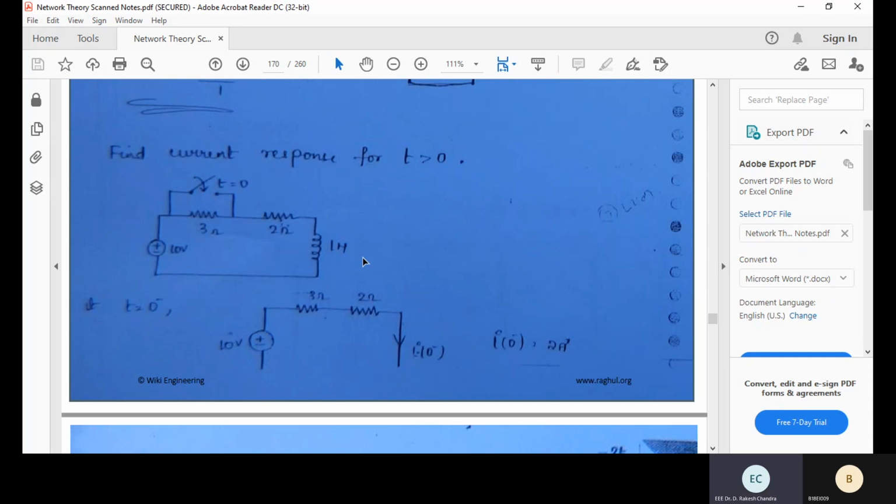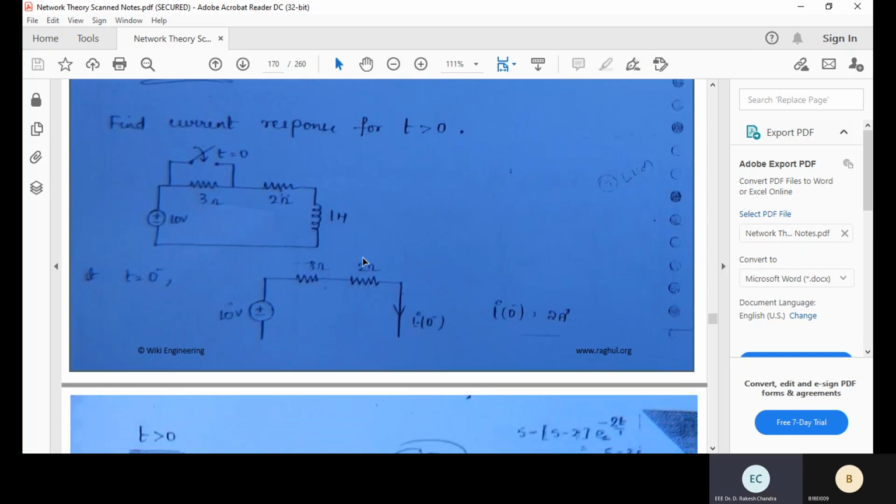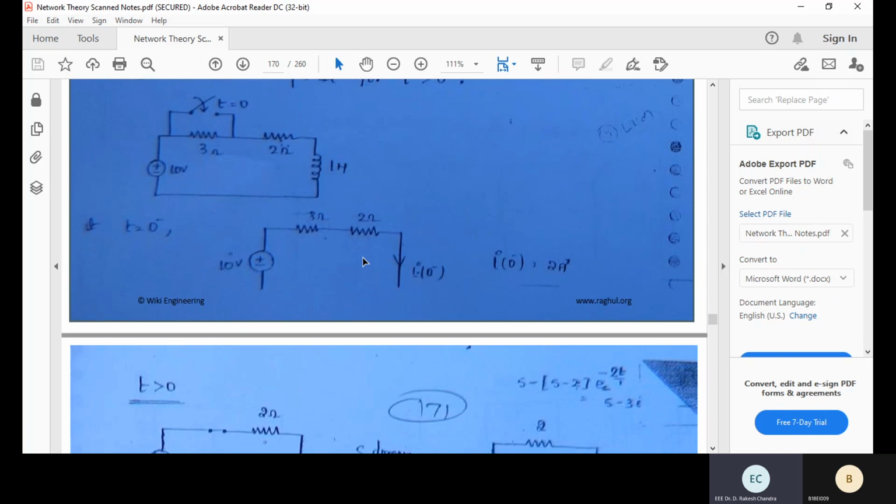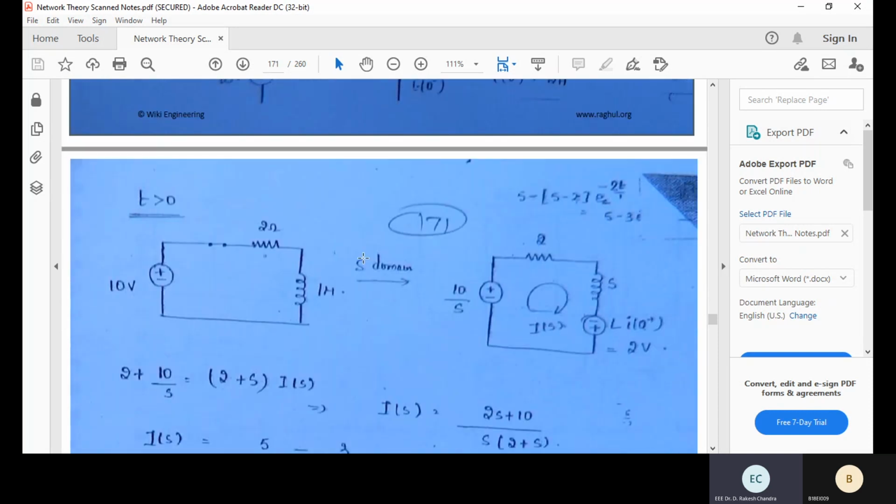Similarly, as in the previous cases in the DC transients, we have to calculate I of 0 minus and I of 0 plus. In an inductor, I of 0 minus is equal to I of 0 plus. Then you can write the circuit. As in the DC transients, we solve similar types of circuits by using the Laplace transform. This is the final circuit.